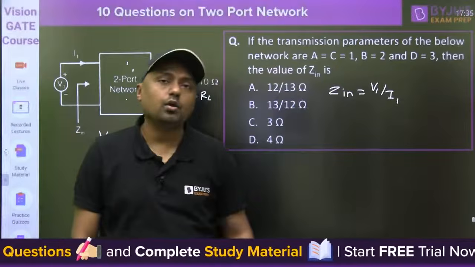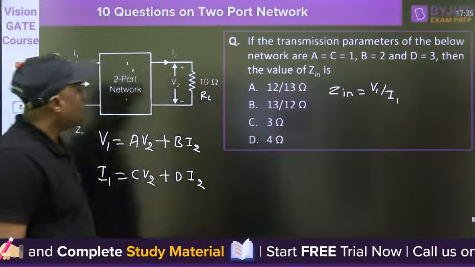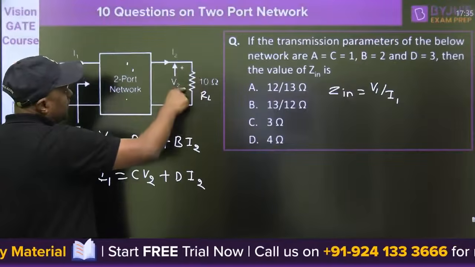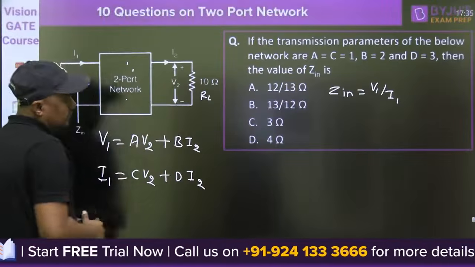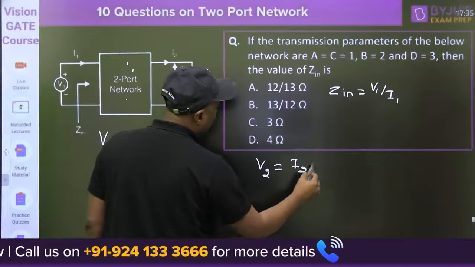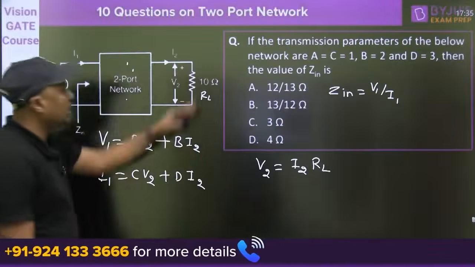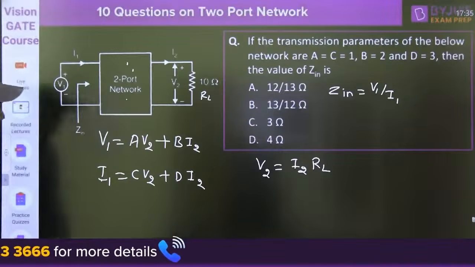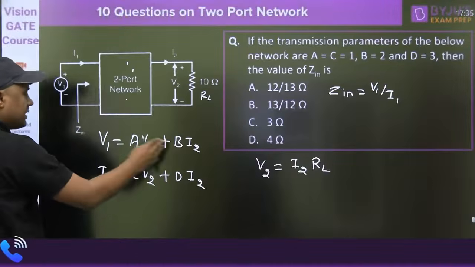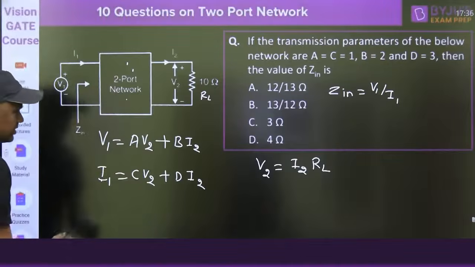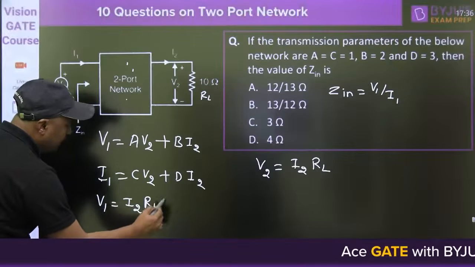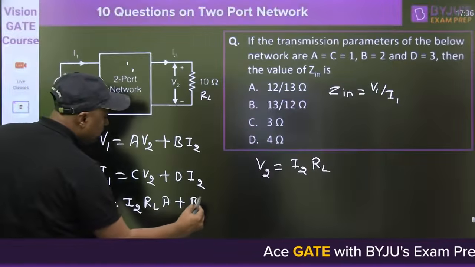V1 upon I1. Now, watch this. This is the I2. So, what is the V2 here? V2 is nothing but I2 into RL. V2 is equal to I2 into RL. I am giving you the general answer, then you can put RL is equal to 10. So, you can replace V2 with I2 RL so that we can cancel out. Then this equation will become V1 is equal to I2 RL A plus BI2.